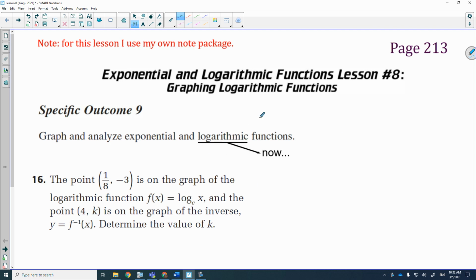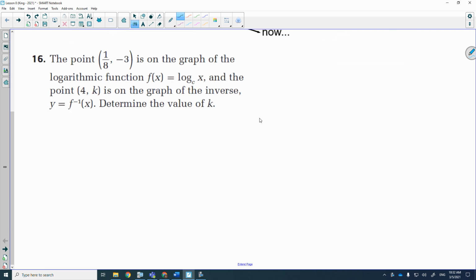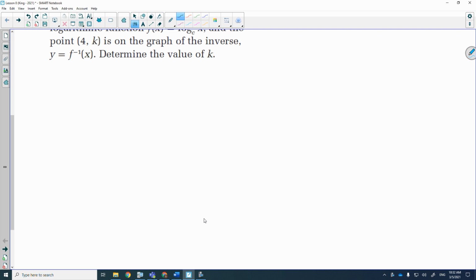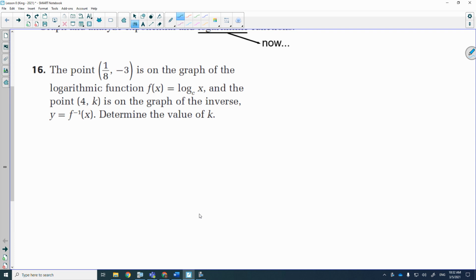Before we actually get into the graphing, I want to go through this one question here, which would be a perfect long answer question. So what it says is this point lies on the graph of this log function. So we're going to write the equation of this log function, and we're going to take out the f of x and we're just going to put in a y for now. So let's just write the log function is y is equal to the log c of x.